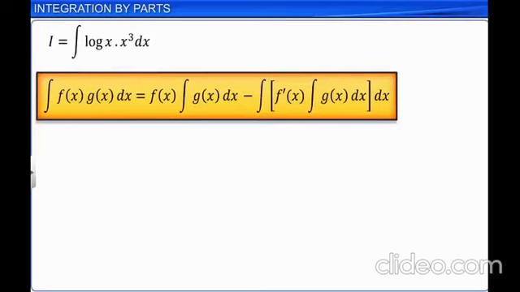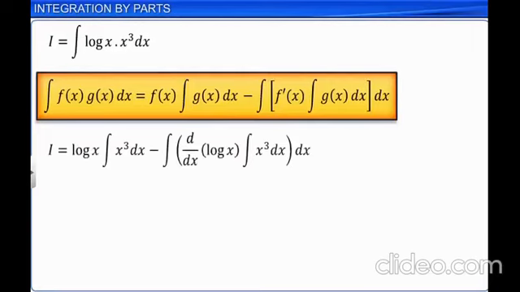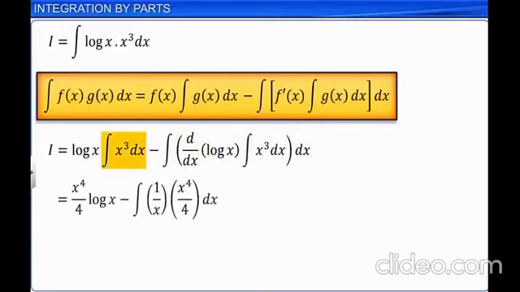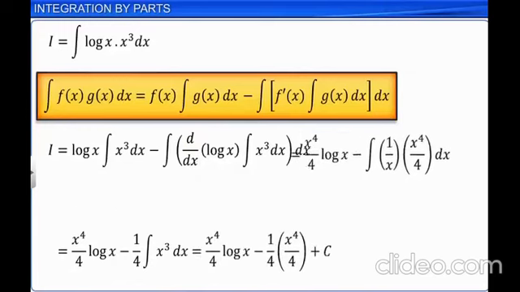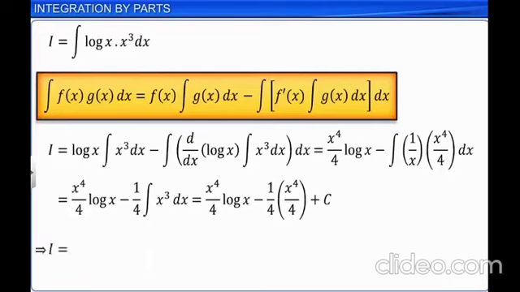So I can be written as log x into integral of x cubed dx minus integral of d upon dx of log x into integral of x cubed dx with respect to x. Now, the integral of x cubed dx is equal to x raised to the power 4 upon 4. And the derivative of log x with respect to x is 1 upon x. This gives the expression as shown. Now, integrating x cubed with respect to x again, and then simplifying, we get I is equal to x power 4 upon 4 log x minus x power 4 upon 16 plus c.